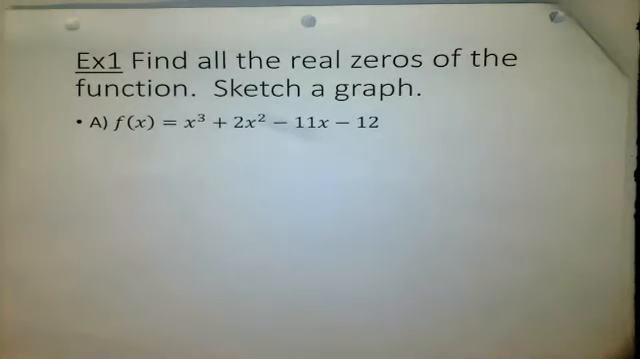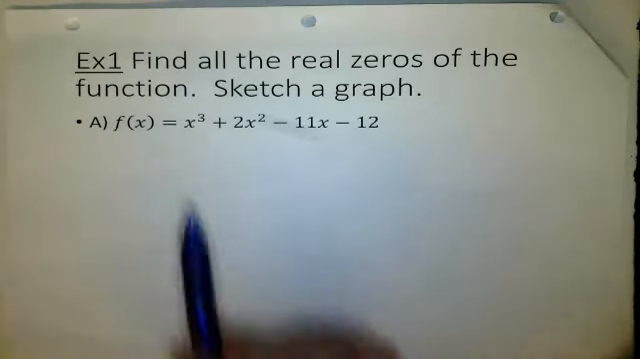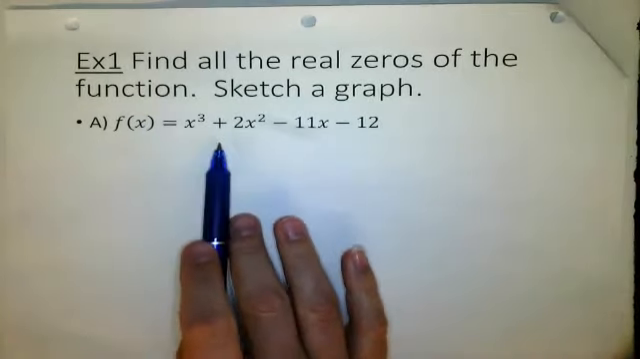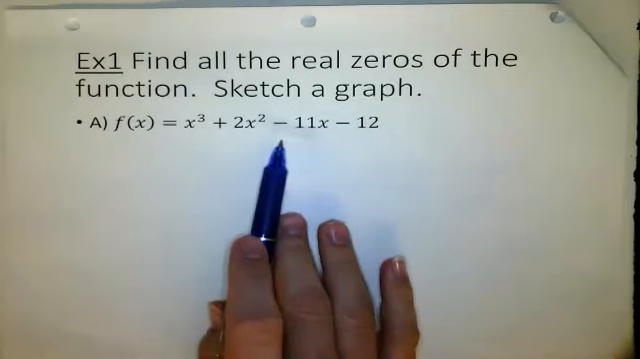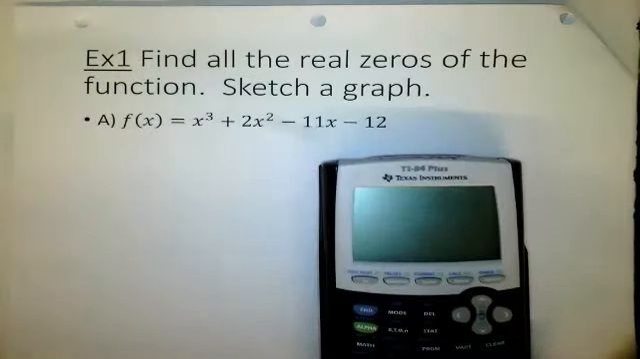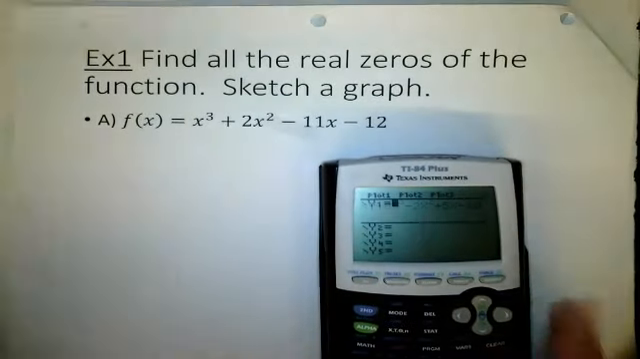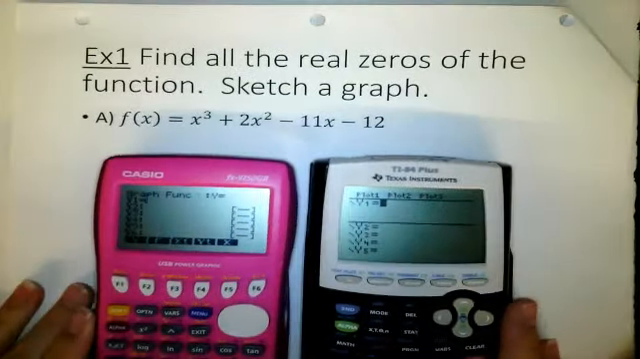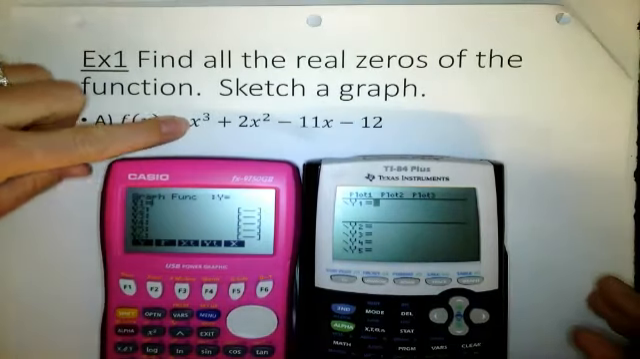All of your problems today, you will need to sketch a little graph, okay? A real simple sketch. I'll show you in just a minute. Right now you're writing down f of x equals x cubed plus 2x squared minus 11x minus 12. And then we're going to go to our calculators or Desmos.com and you're going to type in that equation. In Desmos, you do not have to write the y equals, so you can just start with the x cubed.